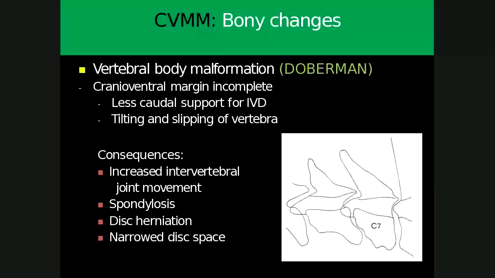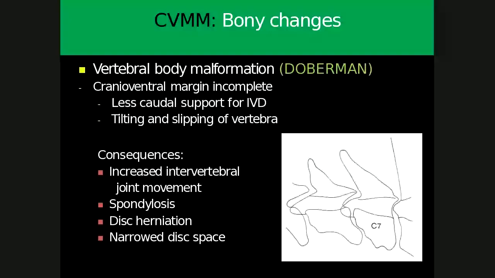Here's an example of a bony change that's quite specific to the Doberman. They might get vertebral body malformation, where the cranioventral margin of the vertebral body is incomplete. There's then loss of support for the disc, and the vertebra might tilt. And as a result, we'll get increased intervertebral joint movement. We might get spondylosis, secondary spondylosis, disc herniation, and also a narrowed intervertebral disc space.